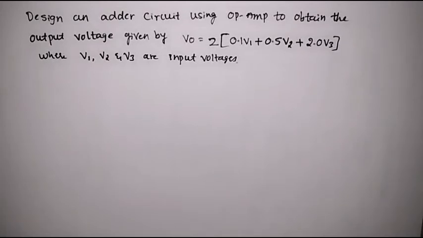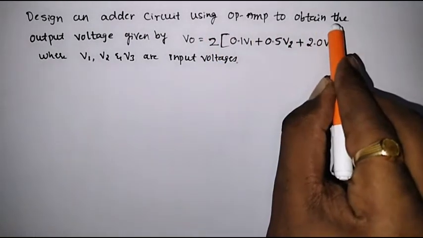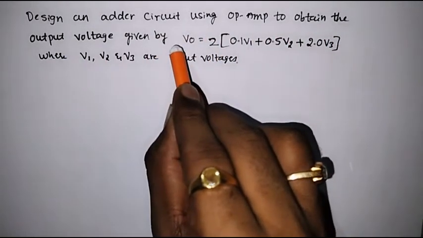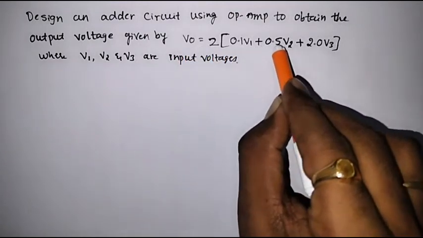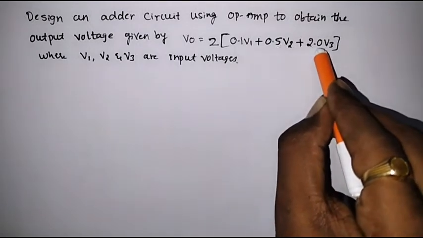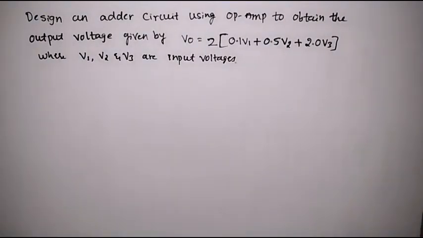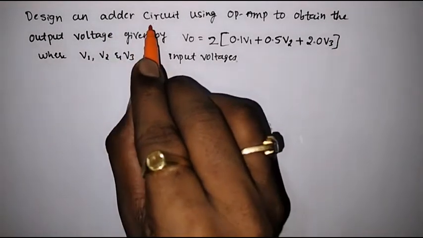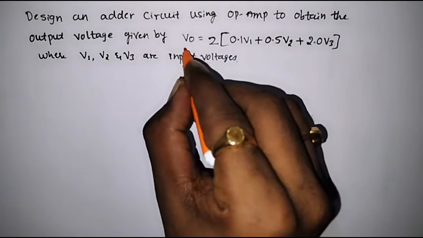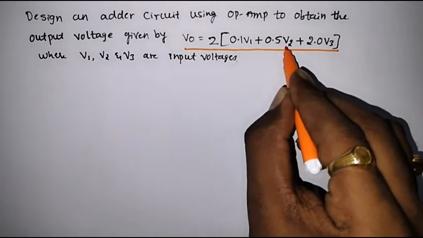Let's take one example on design of an op-amp circuit. Design an adder circuit using op-amp to obtain the output voltage given by VO is equal to 2 in bracket 0.1 V1 plus 0.5 V2 plus 2.0 V3, where V1, V2, V3 are input voltages. So in this circuit we are supposed to design the op-amp adder circuit such that it produces the output as VO is equal to 2.1 V1 plus 0.5 V2 plus 2 V3.